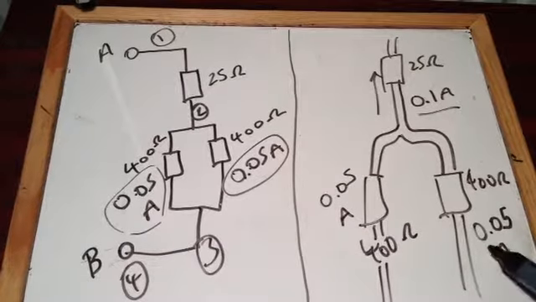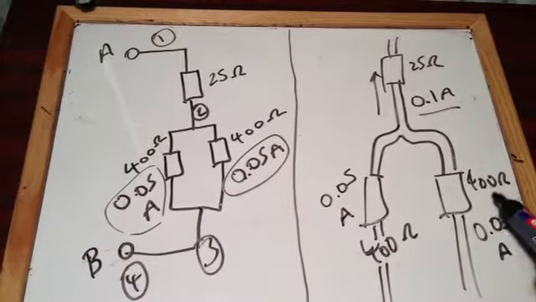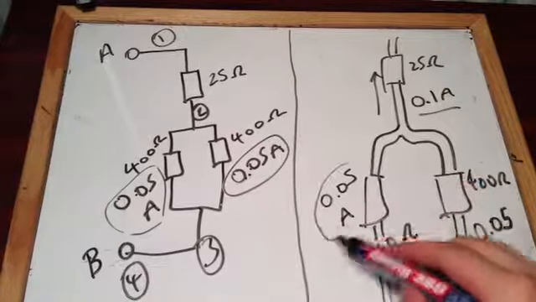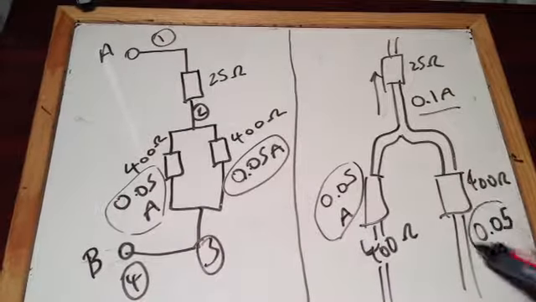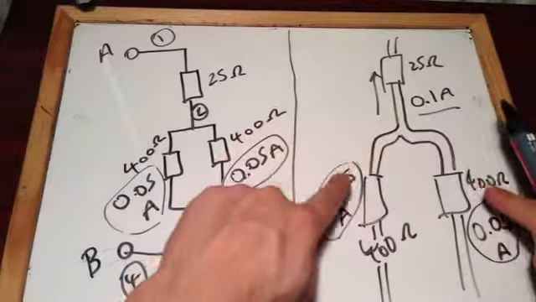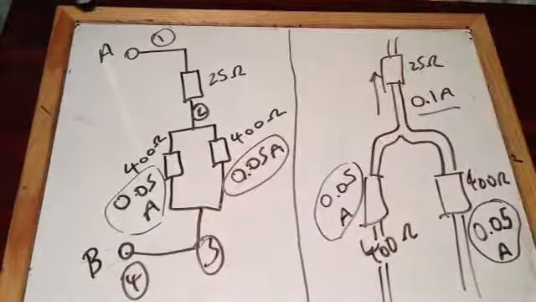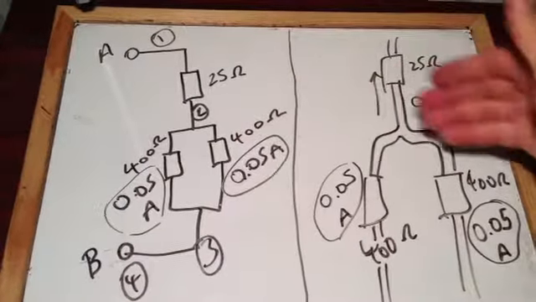This is how you do it. You know there's 0.05 going through the 400, you know there's 0.05 going through the other one as well. You just add them together, adding both of these together. Both pathways come together to form 0.1. And the same happens in the opposite direction.